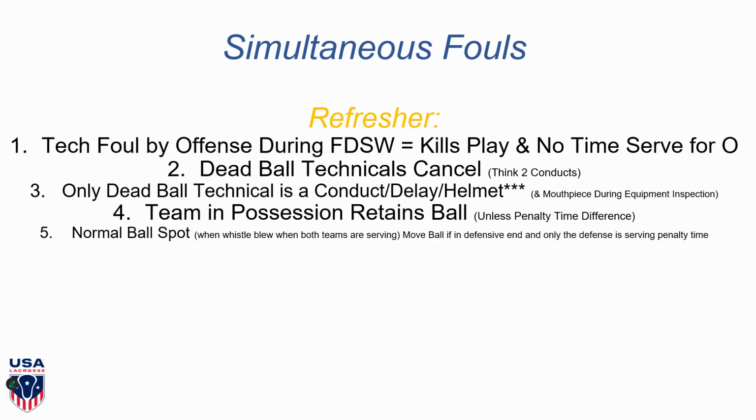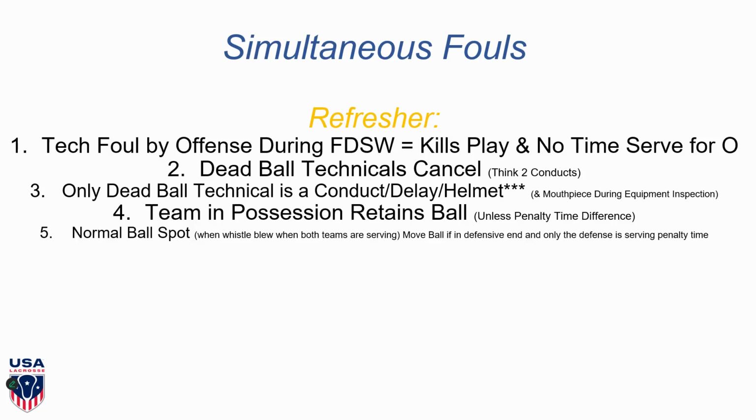Really good one to try to remember, right? Offense has the ball, defense slashes, and then offense commits that illegal screen or falls in the crease. Offense still gets the ball. Even in that scenario, offense has the ball, defense slashes, and then the offense slashes back. The team in possession retains the ball. When we change that is if there's different penalty time that occurs. If we do have two flags, right? If we have a 30 and a minute, the team that committed the 30 gets the ball. We say normal ball spot.